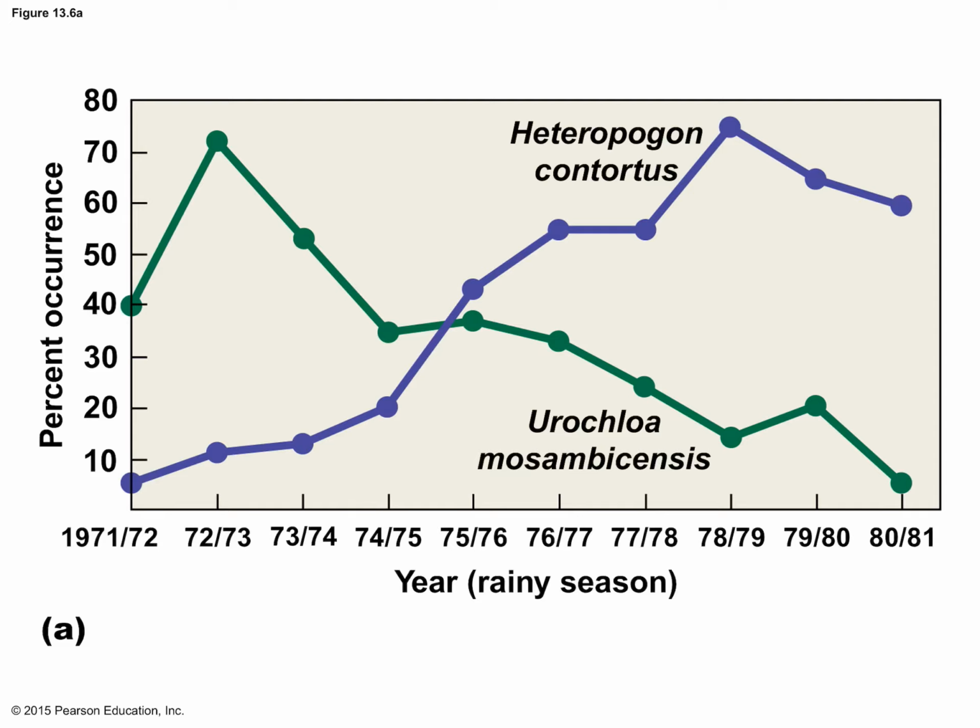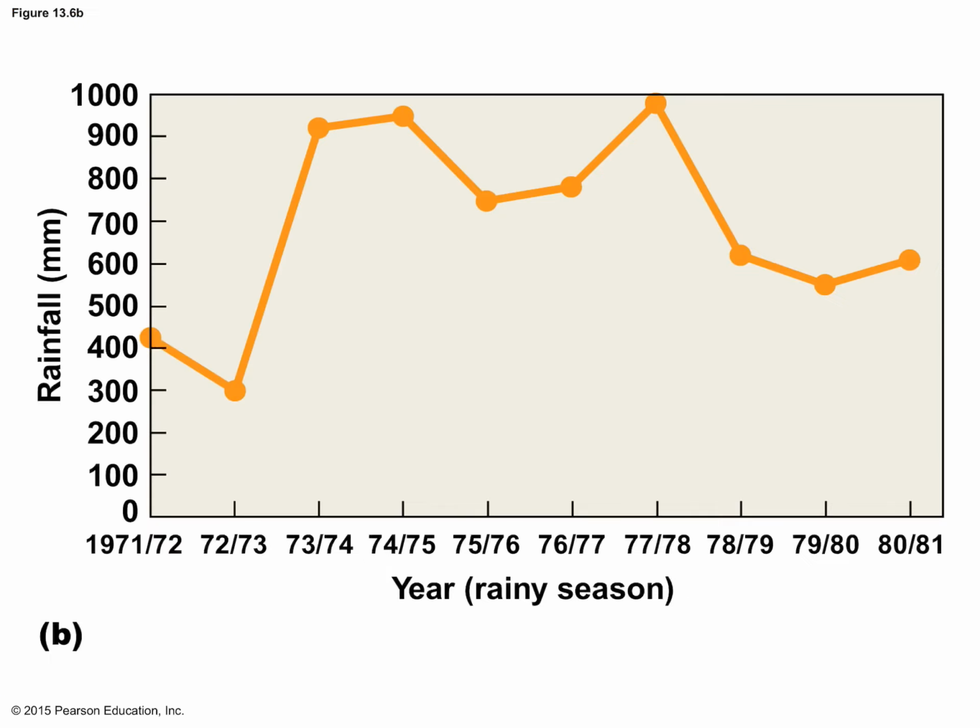And again, Eurocloa can survive and grow better in dry conditions. Heteropogon does better under wetter conditions. And this is a graph showing you the precipitation patterns for those years. You see that 71, 72, 73, 74 were fairly dry years. Then we had an increase in precipitation, and that's the point where Heteropogon began to dominate and where Eurocloa began to drop, if you recall.